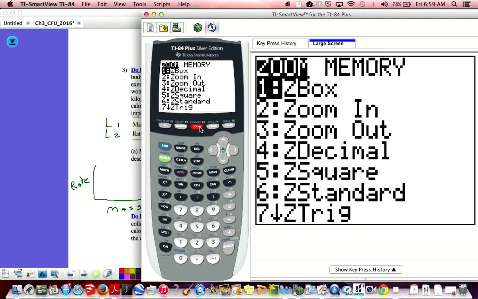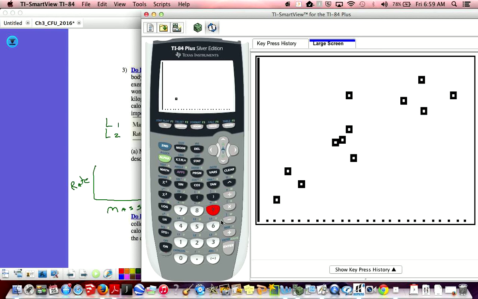So again, zoom 9 is zoom stat. It is a great little tool because it fits all of our stats within the window. Sorry, got a little distracted there.